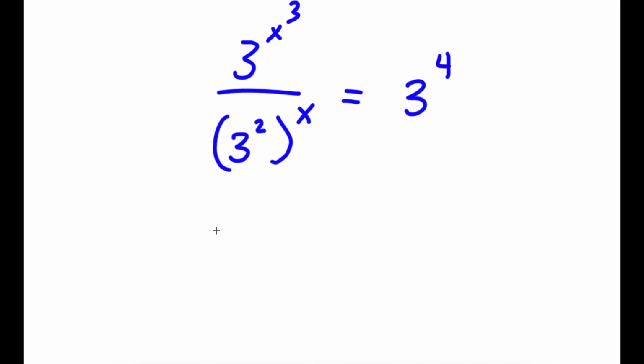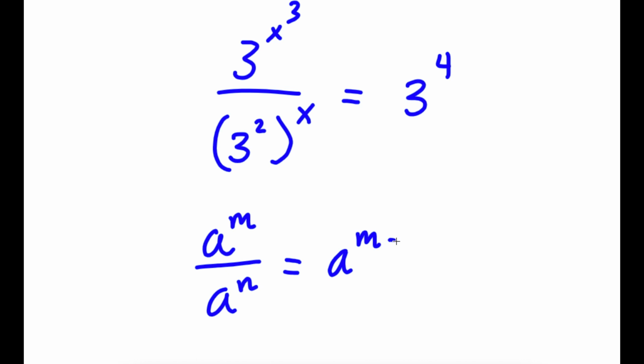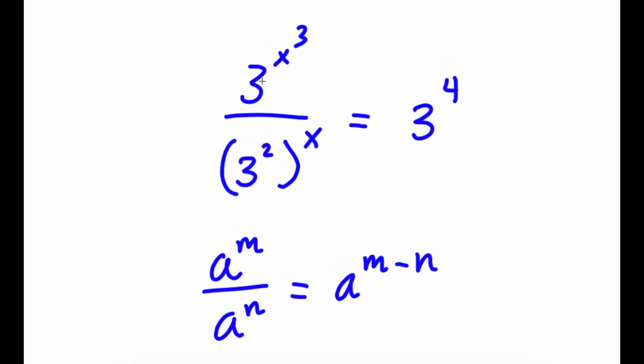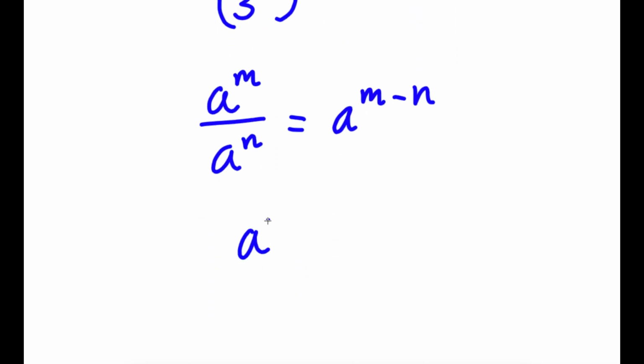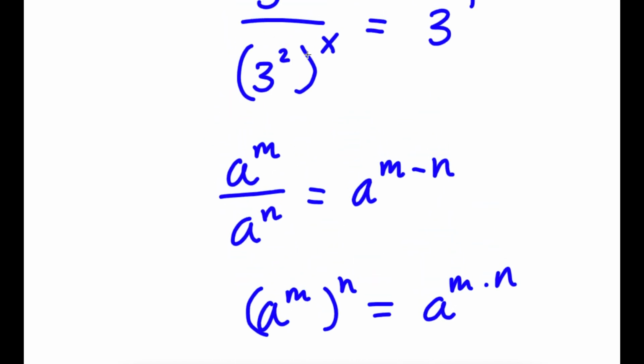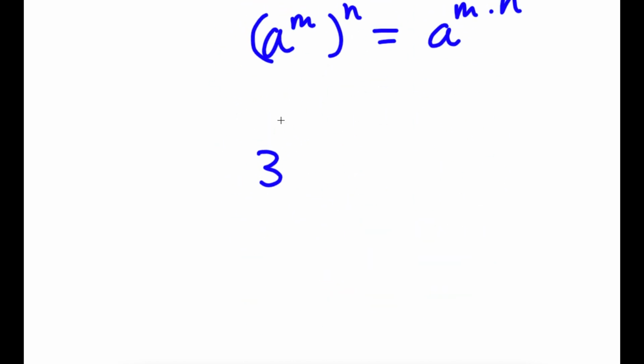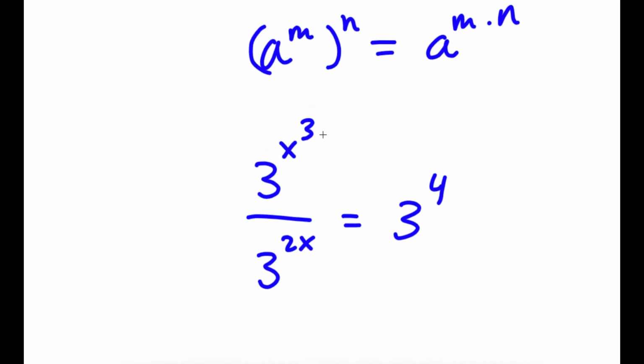Now, if I have something in the form a to the power of m over a to the power of n, this is equal to a to the power of m minus n. So in this case, I have 3 to the power of x to the power of 3 divided by 3 to the power of 2 to the power of x. Now, if I have something in the form a to the power of m to the power of n, that's the same thing as a to the power of m times n. So (3 to the power of 2) to the power of x is going to equal 3 to the power of 2 times x, which is 2x. This is equal to 3 to the power of 4.